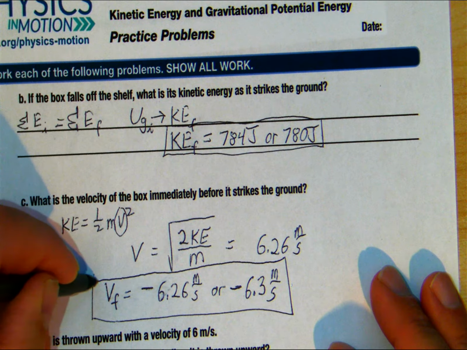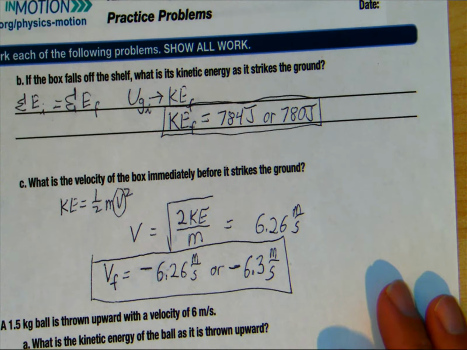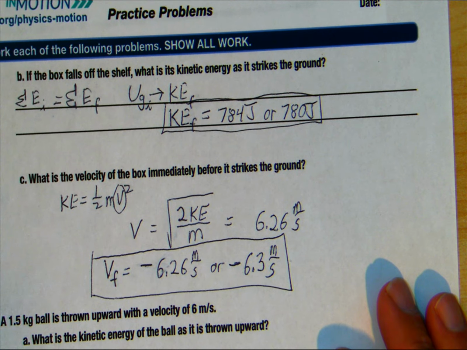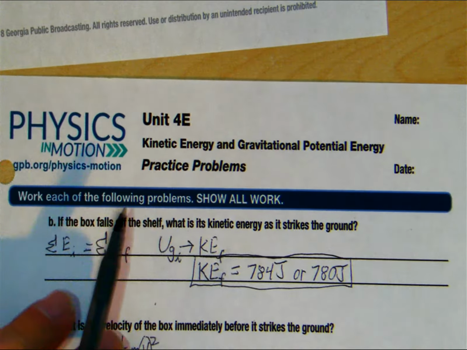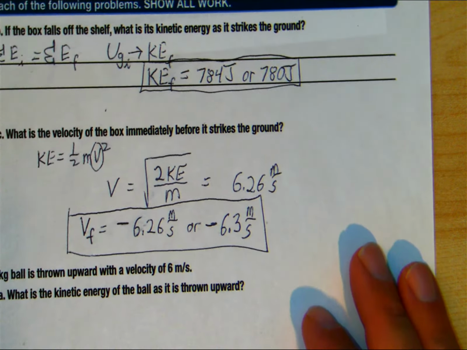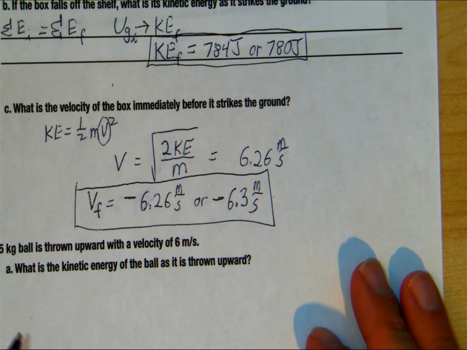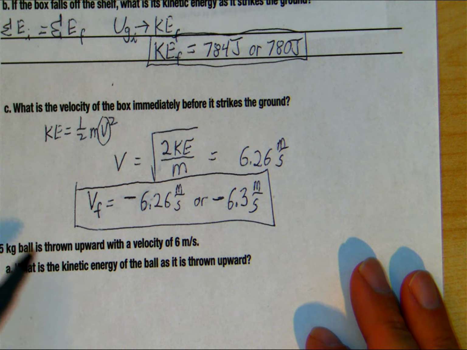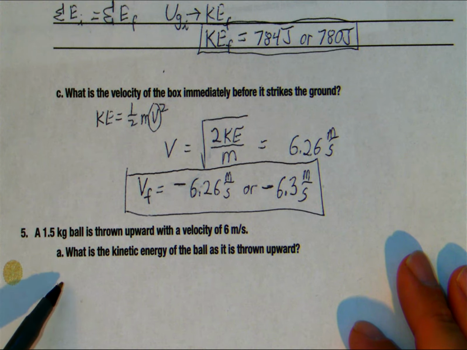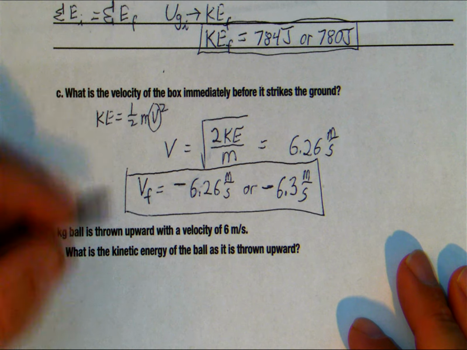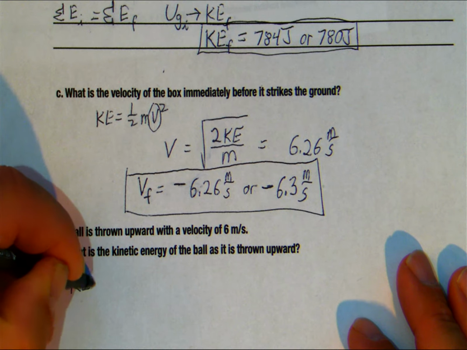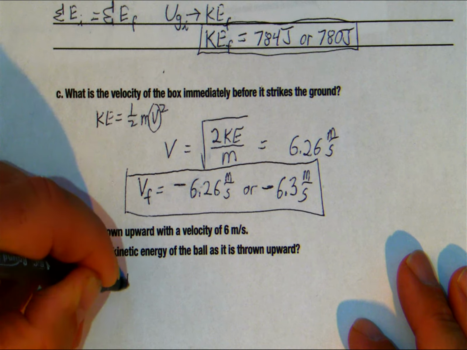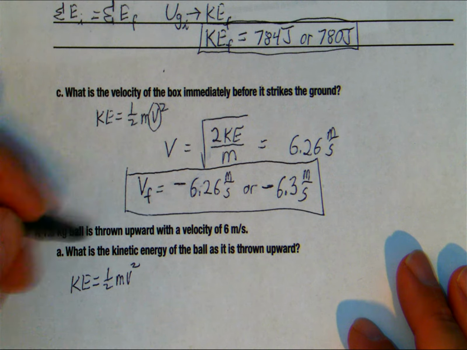Yes, you could have solved for this answer using the kinematic equations of motion with constant acceleration, but we want you to practice using energy methods for solving these problems. Problem 5, part A. A 1.5 kilogram ball is thrown upward with a velocity of 6 meters per second. Part A. What is the kinetic energy of the ball as it is thrown upwards? At the moment it leaves your hand, which is the only time when we know its kinetic energy.